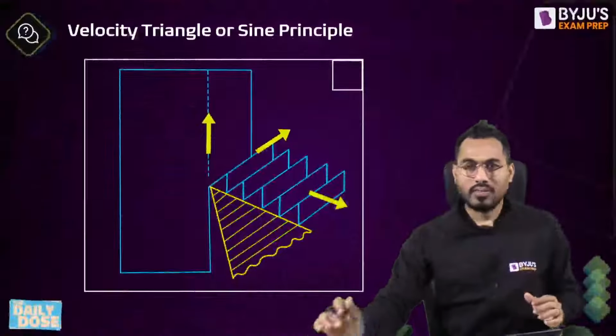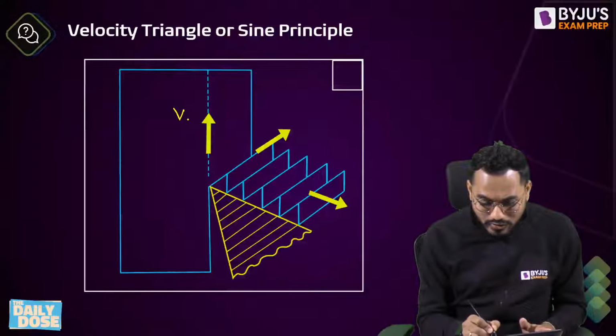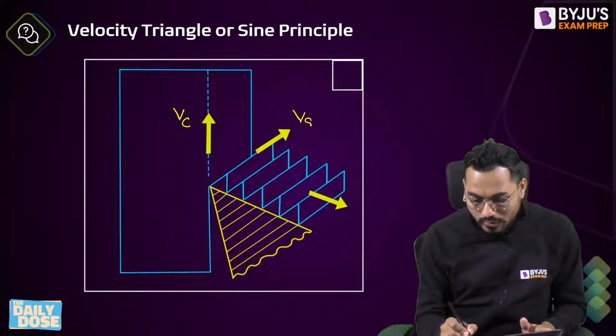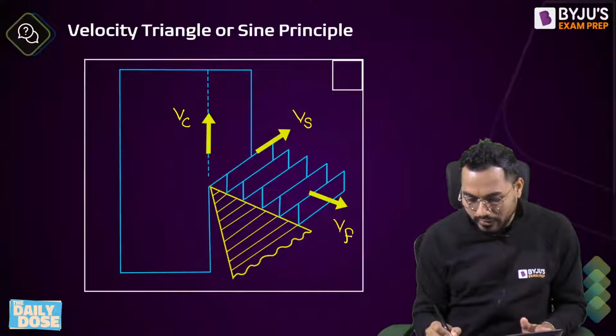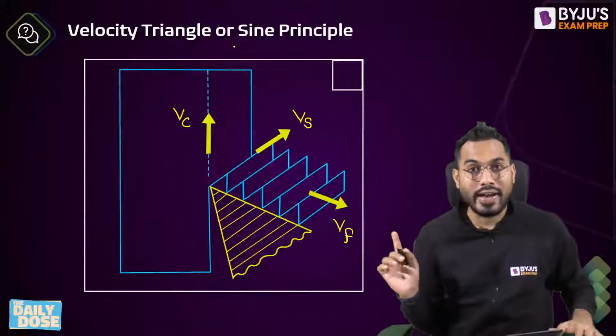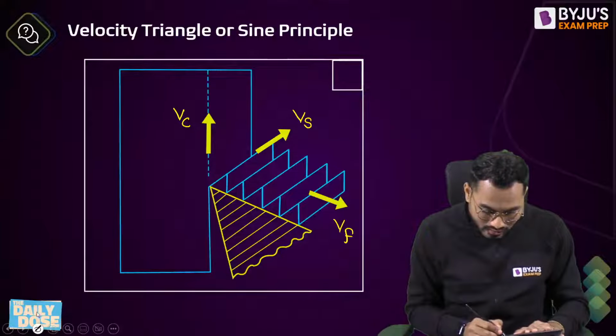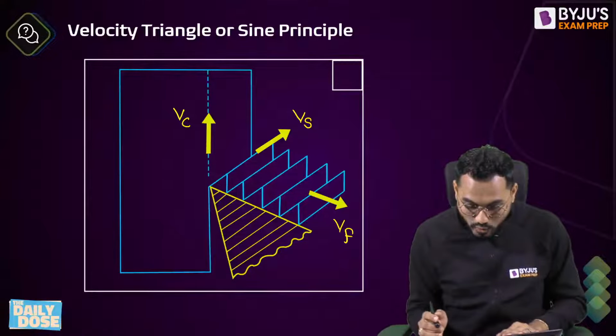Now there are three velocities that come into the picture. One is called the cutting velocity VC. Second is called the shear plane velocity VS. And third is called VM. There is a relation between them, and that can be developed with the help of a velocity triangle. You don't need to mug up this formula. Just understand this triangle and make a habit of drawing it.